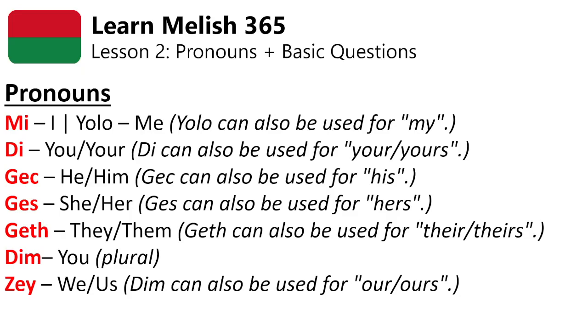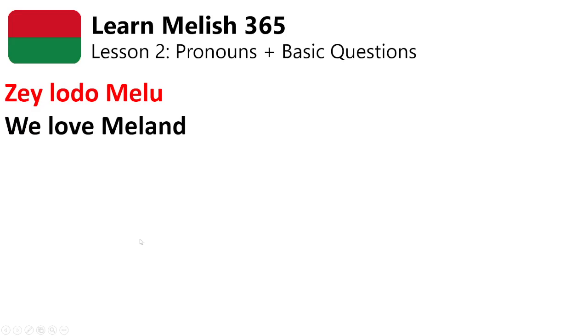So for instance, you could say he loves going shopping. That would still be Gek loves going shopping. I don't have the full translation for it in Melish, but him, Gek, everything is the exact pronoun, okay? There's no multiple versions. There's also a plural version of you, which is dim, right here. And finally, to round things off, we have they, which can be used to say we or us. And I've got a little example here of using they, which means we love melon, they lodo melu.